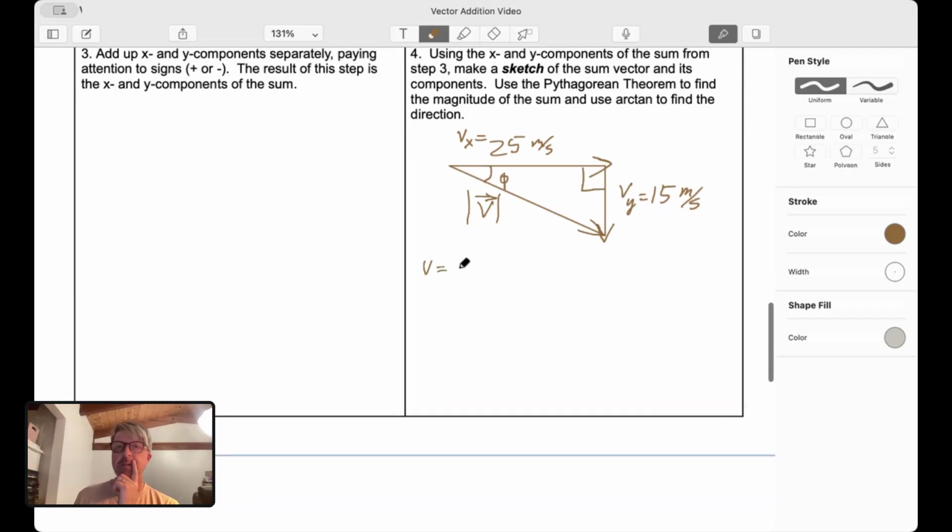All right, so we're going to do the Pythagorean theorem again. It's going to be 25 meters per second, and we're going to square that whole thing, including the units. And we're going to also add on 15 meters per second, squared, including the units. And we will see what we get. Square root of 25 squared plus 15 squared. It looks like we got 29.15.